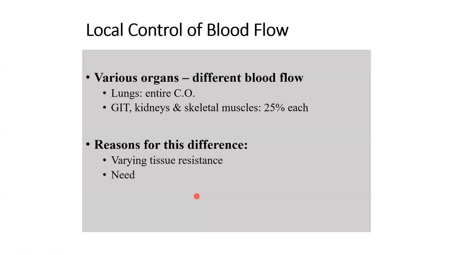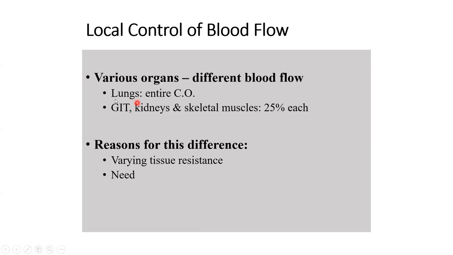So what is the importance here? What are we talking about and why are we talking about this? As we know, there are various organs in the body, and there is no uniform blood flow. We've discussed that circulation is arranged in parallel, the heart being arranged in series. So circulation being arranged in parallel means that every organ gets to choose how much blood flow it receives, and this is based on various things which we'll discuss. But first, let's see this different blood flow thing.